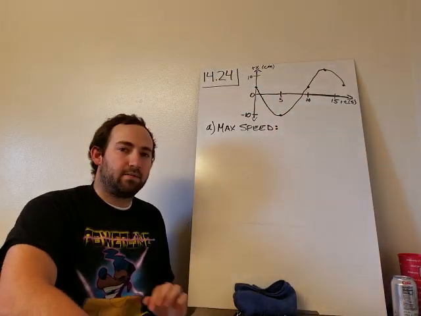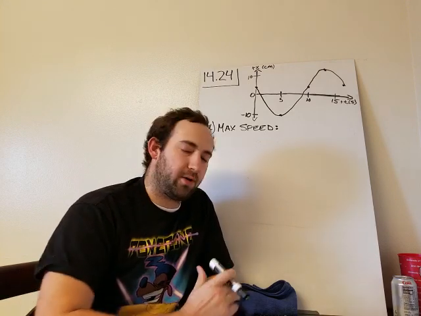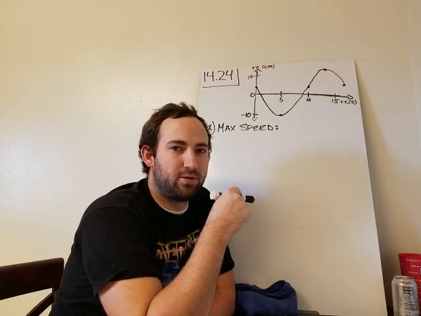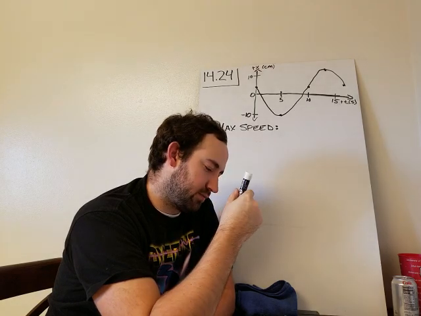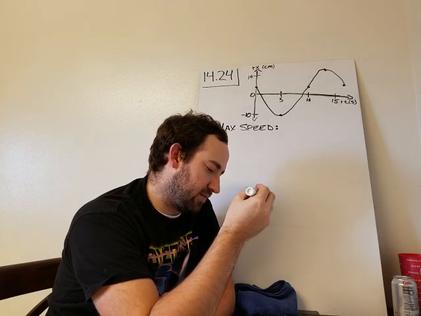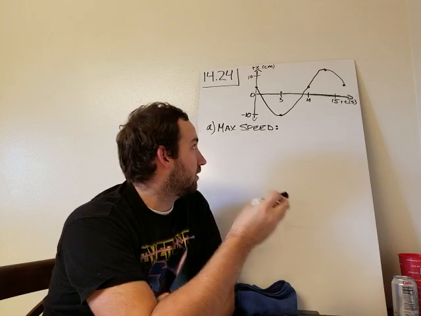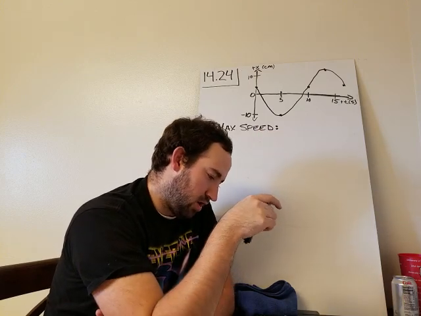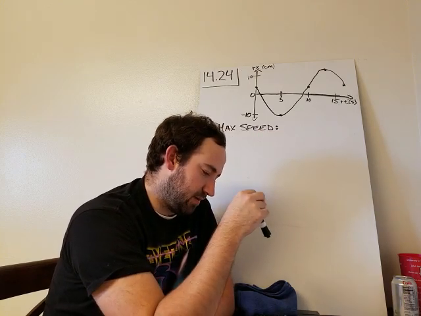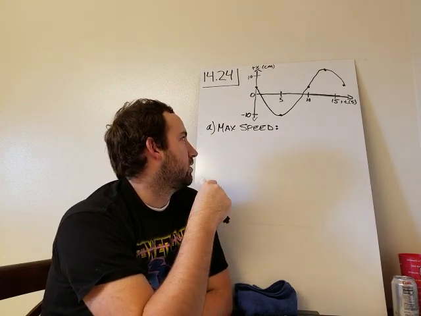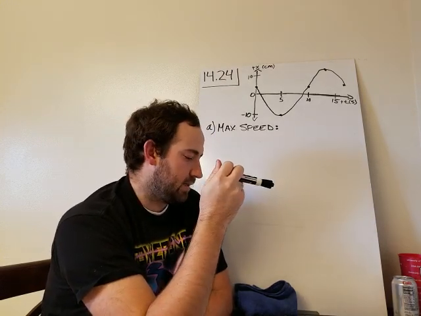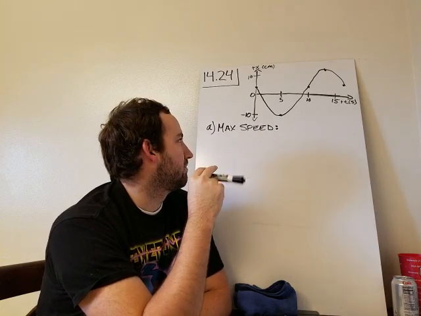Hi everyone, I'm going to go over question number 24 from the chapter 14 bingo problems. This question is pretty simple. It says for the oscillating object in basically this graph, what are A, its maximum speed, and B, its maximum acceleration? So we'll start with part A, and we want to know the max speed.